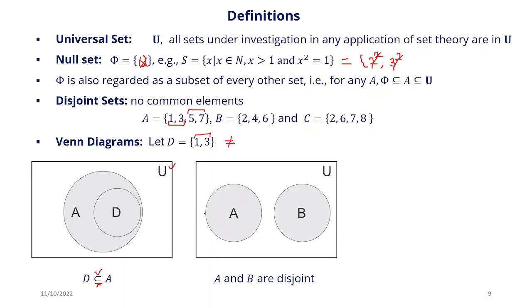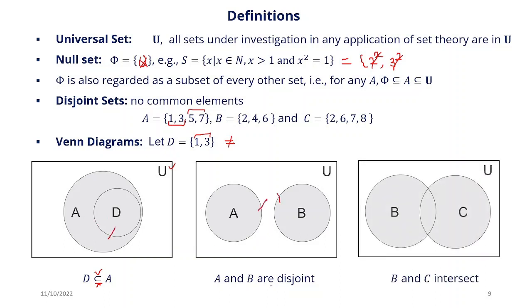Secondly, we see that A and B are disjoint. So you draw the set A and you draw the set B and they have no contact. For the first one, all the items of D are inside A, that's why D is inside A here. So what about when they are not disjoint? Meaning that they intersect. Set intersection.